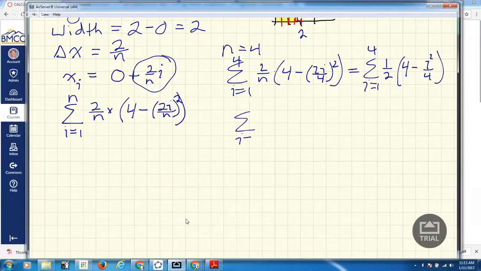So the sum is i goes from 1 to 4. And let's see, what are we going to do? Distribute that 1/2 through there. Half of 4 is 2. And then same thing. Oh no, that's going to be minus i squared over 8.